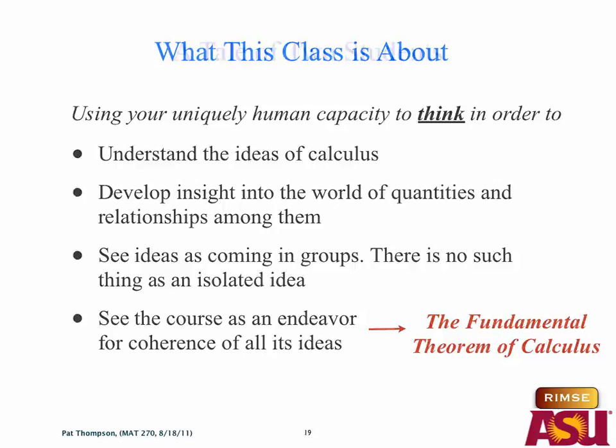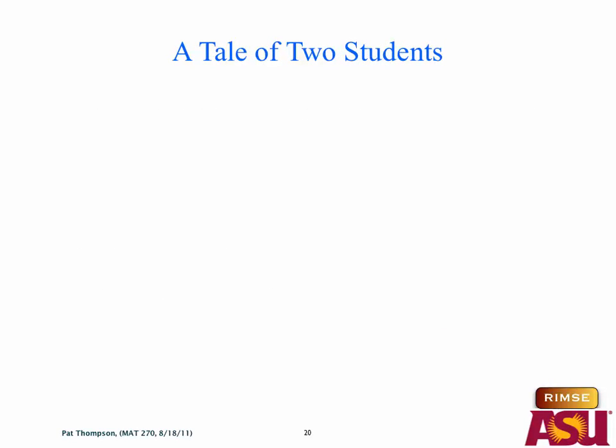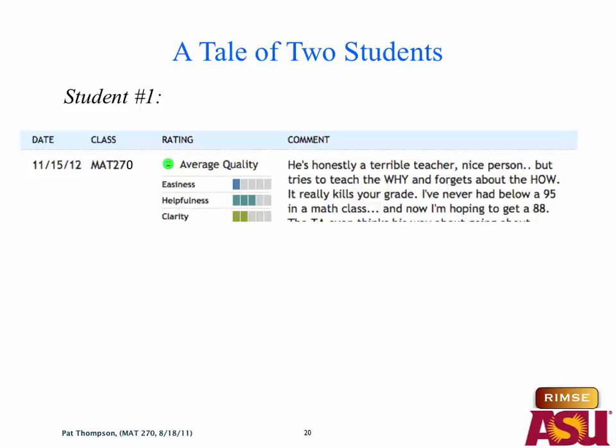So let's see a couple students and how it went for them. A tale of two students. First student, Rate My Professors: "He's honestly a terrible teacher. Nice person. He tries to teach the why and forgets about the how. It really kills your grade. I never had below a 95 in math class, and now I'm hoping to get an 88." Okay?